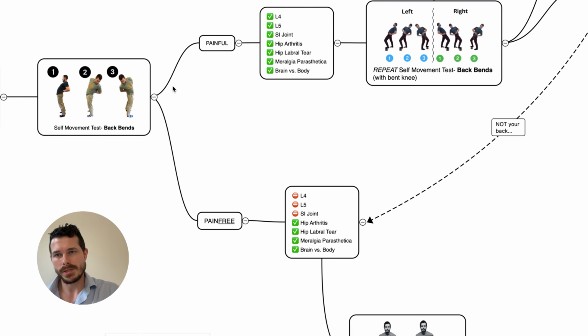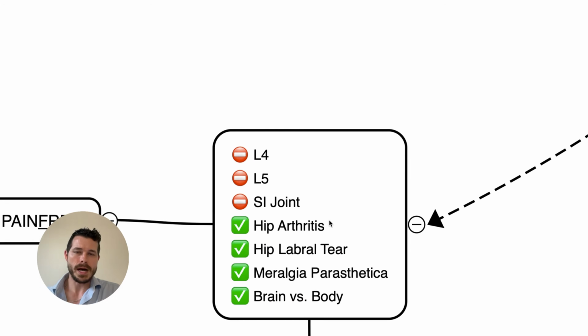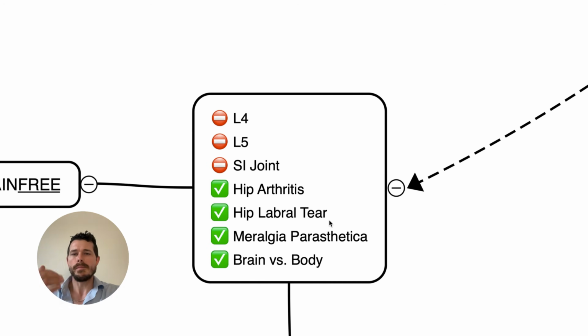So if bending straight backwards was pain-free to start, or it was painful, but then moving the hip now made it pain-free, boom, you're here. Not a back issue, or very unlikely to be a back issue, much more likely to be a hip joint problem or a tissue issue on the front of the thigh, a nerve problem that we call Meralgia Paresthetica. Or we've still got this brain versus body possibility that we'll have to talk about.